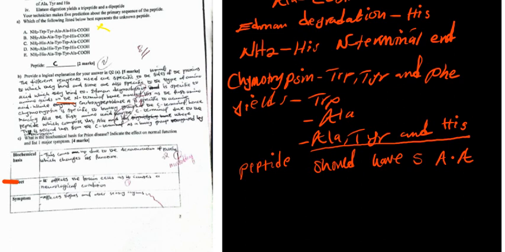Then let's go to C. NH2, we have histidine here, which is the amino acid that we need at the N terminal. And at the final end, we have alanine, which is what we need. So let's leave this answer, since we have histidine and alanine. This answer should be one of the possible answers. So let's go to D.